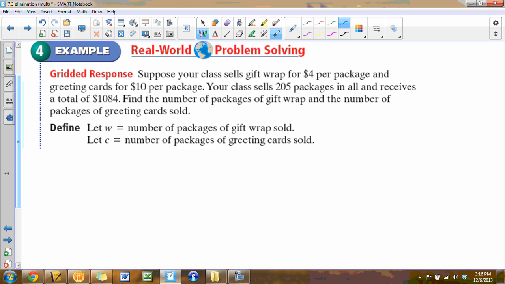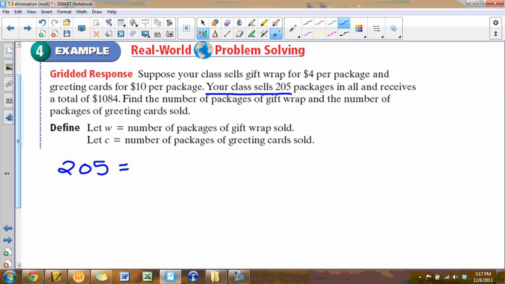Now remember, when you're solving a system, I have to have two equations. So I'm going to have to sort out here what numbers go together. And if you remember, we talked about before, the best way to deal with money problems is to have one equation that deals with quantity and one equation that deals with the value. So your class sells 205 packages in all. So that's my total, 205.